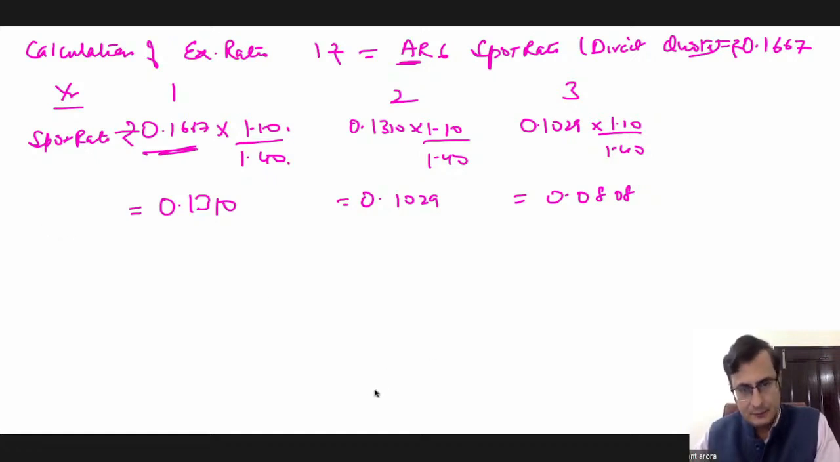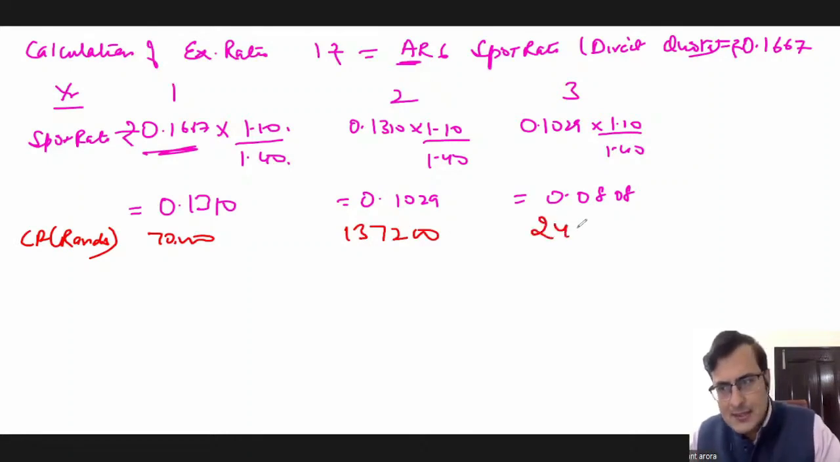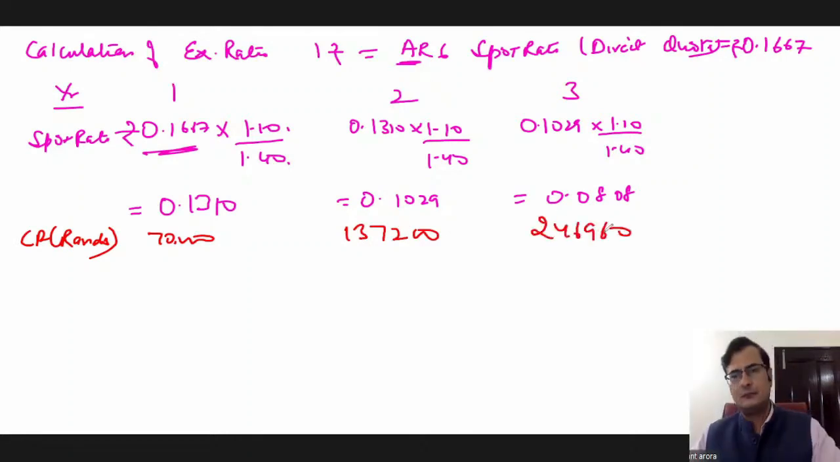We calculated it in the previous slide. You remember? Let me just see from there. So 70,000. Okay. 137,200. And it was 246,960. Here.